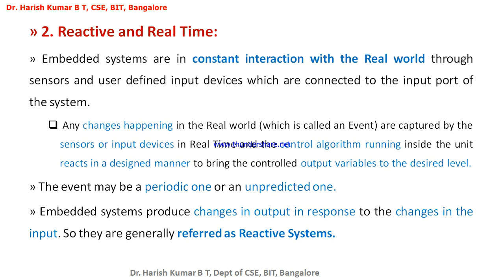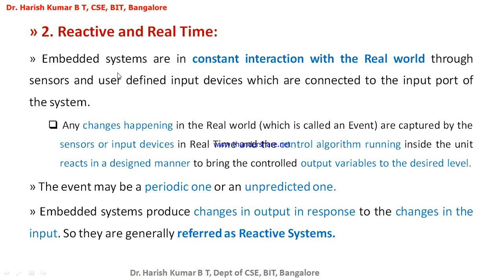The second important characteristic of embedded systems is reactive and real time. Embedded systems are always in constant interaction with the real world. They make use of sensors, and through the sensors they are constantly interacting with the real world and getting data into the embedded system. All the sensors are connected to the embedded system through the input ports.